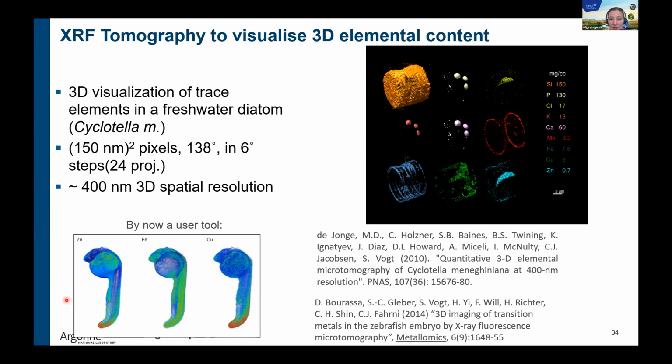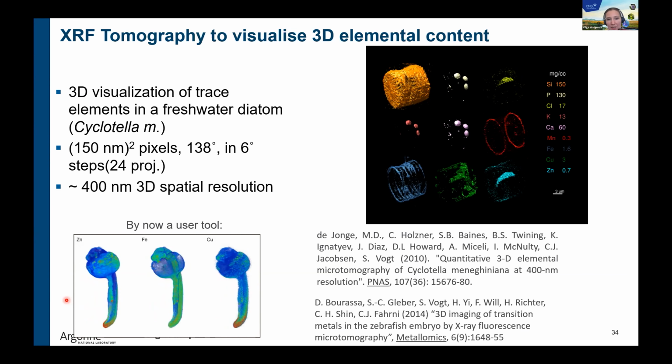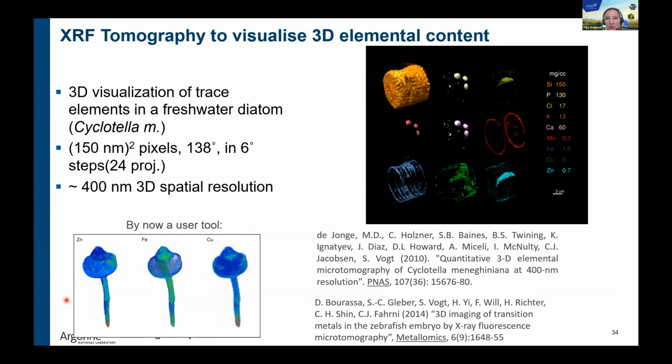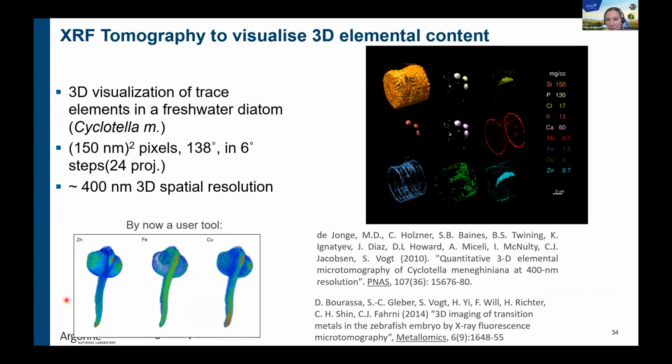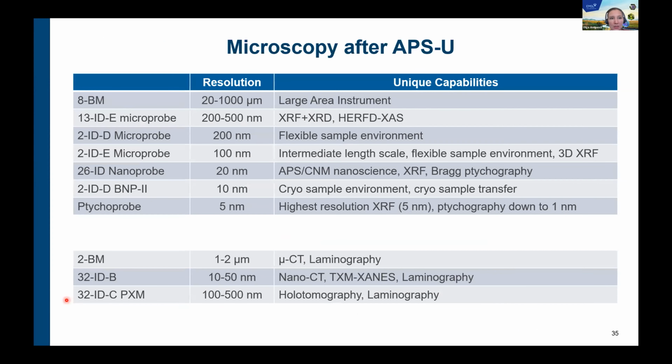However, when we finish the upgrade and all the beamlines get much more flux than we have right now, this kind of experiment will turn from proof of concept into routine operations, enabling us to answer much more interesting science questions than we can right now. So as a summary, I would like to list the beamlines which are available, which techniques can be used for biological and environmental science studies. Most of them have X-ray fluorescence available.